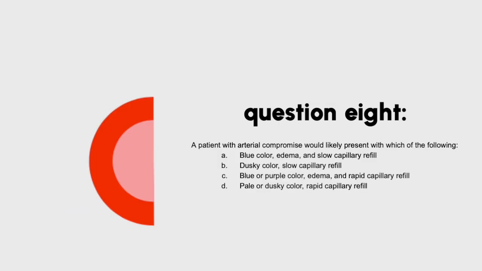Question 8, correct answer is B. Venous insufficiency would present with a blue or purple color and edema, because venous insufficiency means that the blood gets pooled in the hand. It's having a hard time circulating back out towards the heart. Arterial insufficiency is that the blood is having a really hard time getting to the hand, getting to the area, so it's going to become very dusky in color.